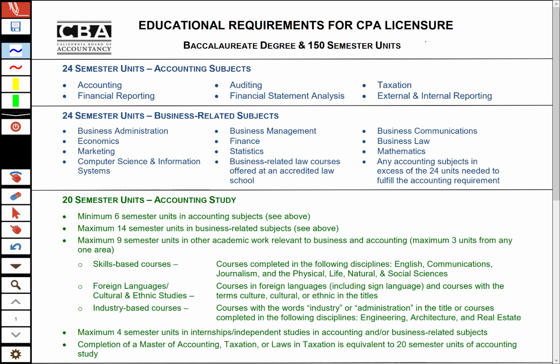As you know, and I'll put this up on e-learning, to sit for the CPA exam, you need your bachelor's degree, and that bachelor's degree has to carry with it 120 semester units.